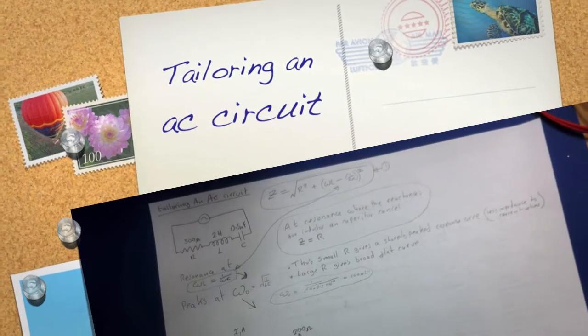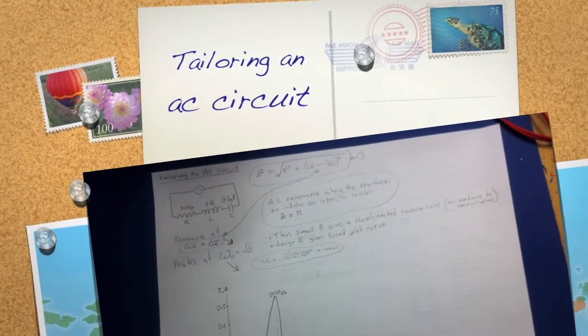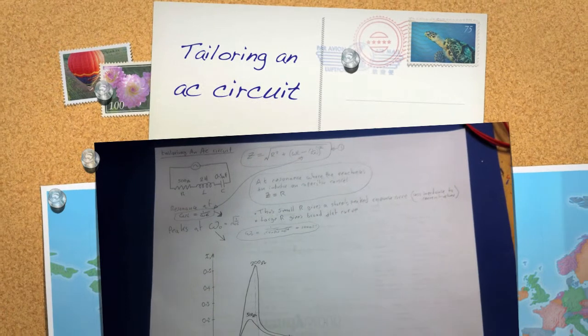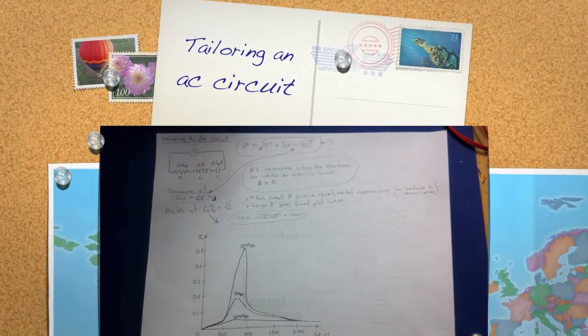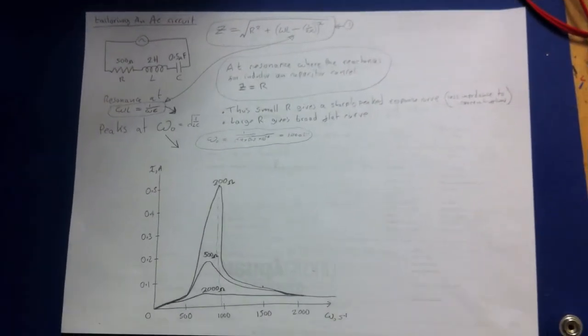We now know why the current in a series LRC circuit reaches its maximum value at the resonant frequency. Here is a graph of current as a function of frequency for the circuit as shown. This curve is often called a response curve or a resonance curve. As expected, the curve has a peak at the resonant frequency of 1000 radians per second.